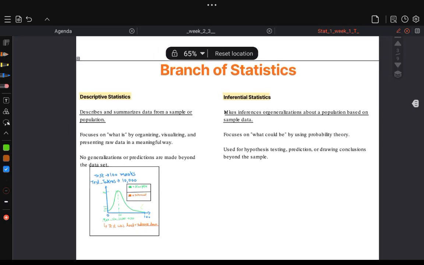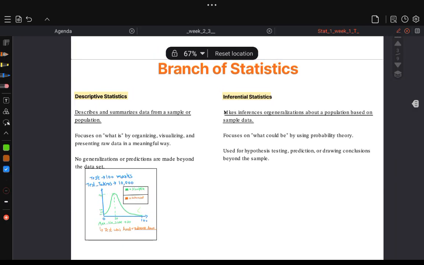First one is the branches of stat. There are mainly two types of statistics. First one is descriptive and second one is inferential. So what is descriptive and what is inferential?